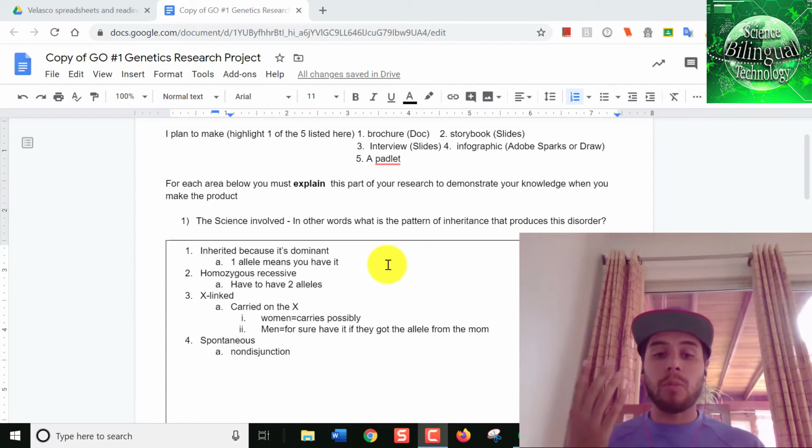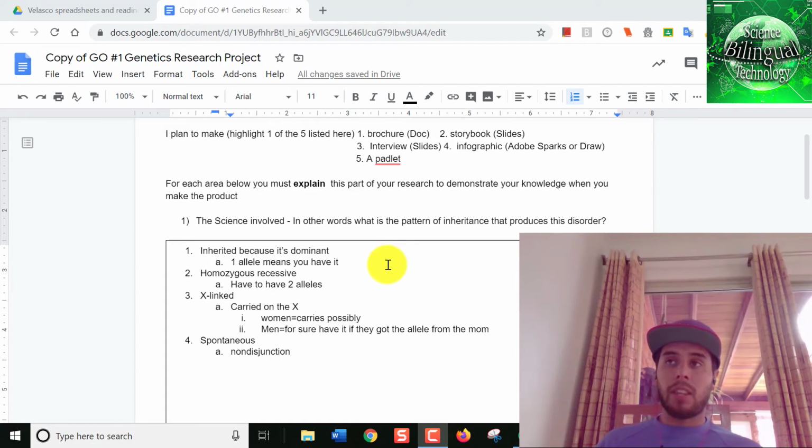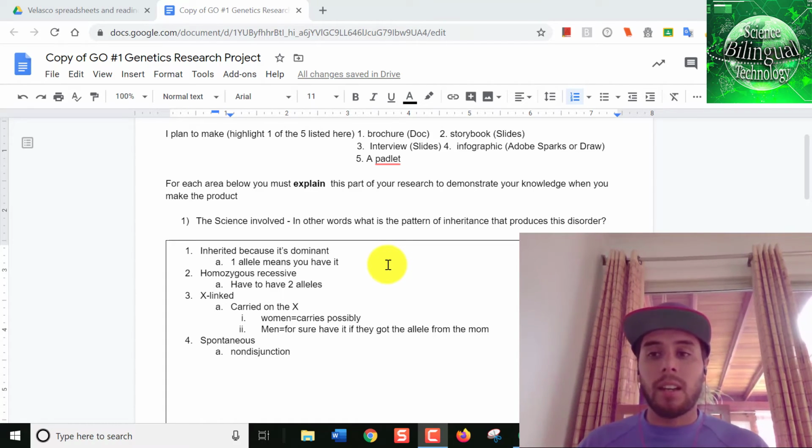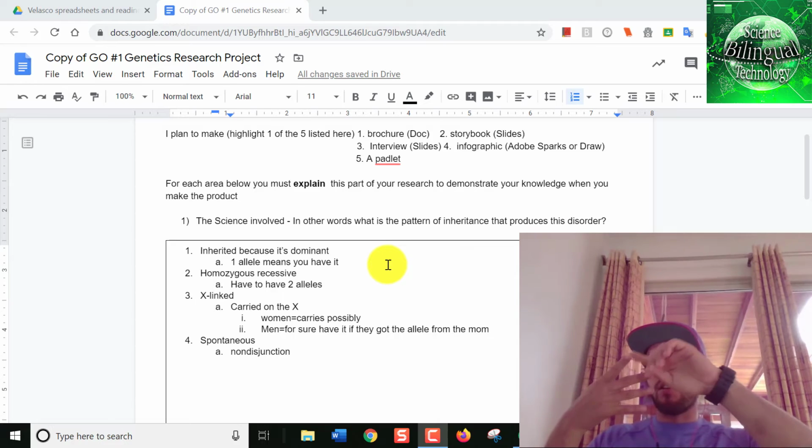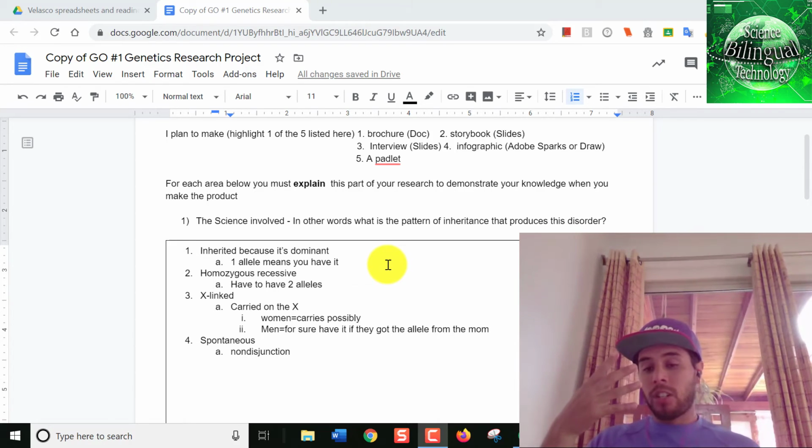And then the fourth way to get it is for it to be a spontaneous mutation, which happens as a result of non-disjunction. So remember that during meiosis, four daughter cells are produced, right? And they all have half the genetic information.